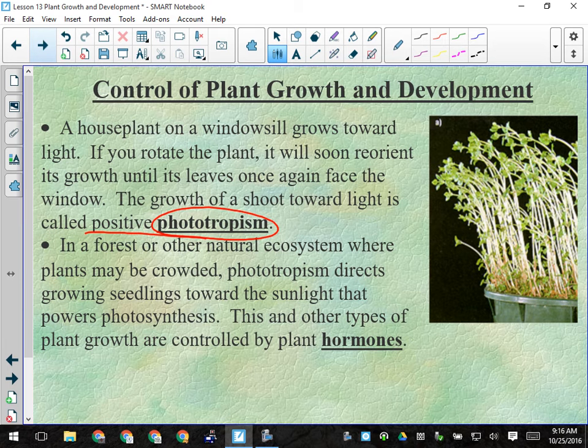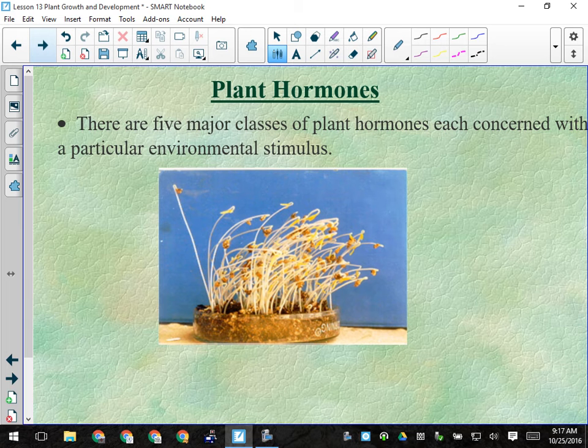All right, so in a forest or other natural ecosystem where plants may be crowded, phototropism will direct the growth of seedlings toward the light, and of course, the light powers photosynthesis, and that can be controlled by different types of plant hormones. So we're going to talk about the hormones, and then we'll talk a little bit more about the growth patterns that they can cause. There are 5 major classes of plant hormone, each concerned with a particular environmental stimulus or response of some kind within the plant.